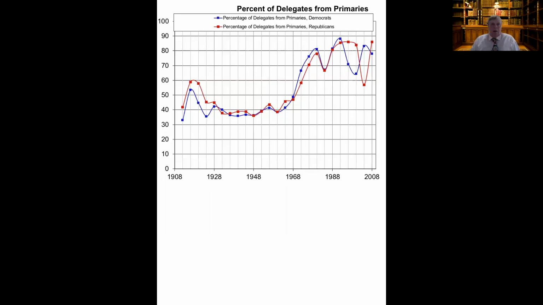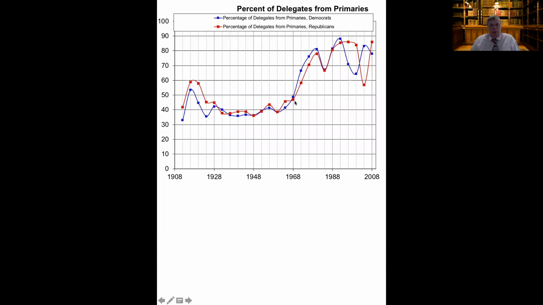The percent of delegates that were obtained from primaries tells a little bit different picture. And you can see that for the Democrats, about 32 or 33% of delegates were chosen by primaries in 1912. This is when Woodrow Wilson was elected. And about 41% of Republican delegates were selected by primaries. That increased quite sharply for both Democrats and Republicans, much higher for Republicans than for Democrats, and then fell off during the 1920s and 1930s.